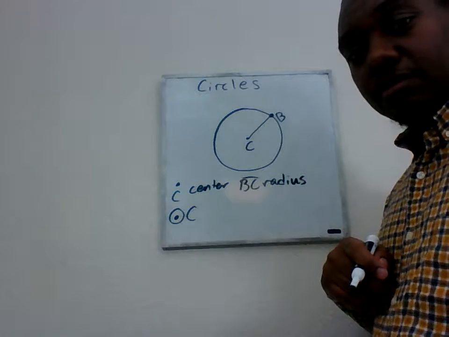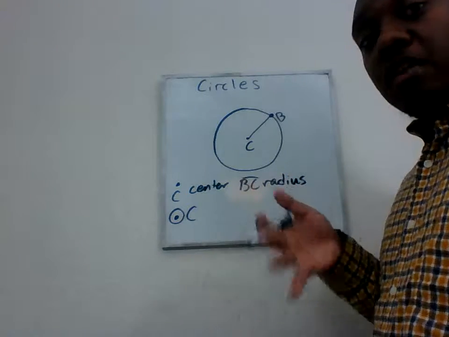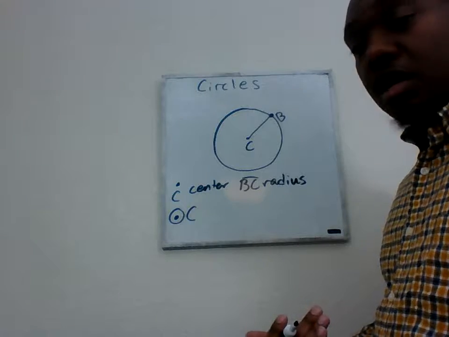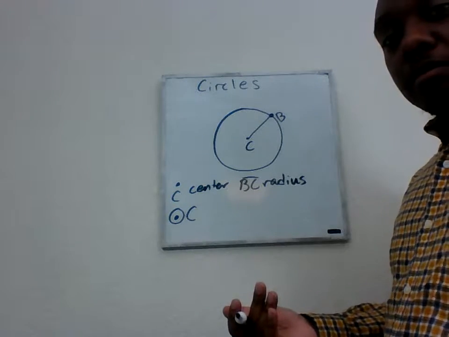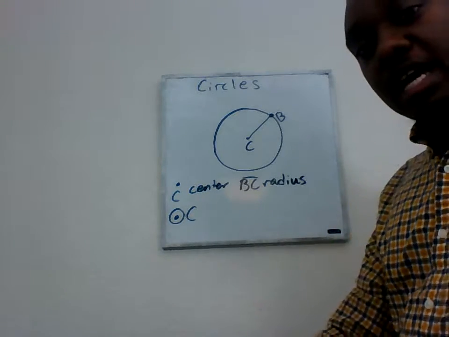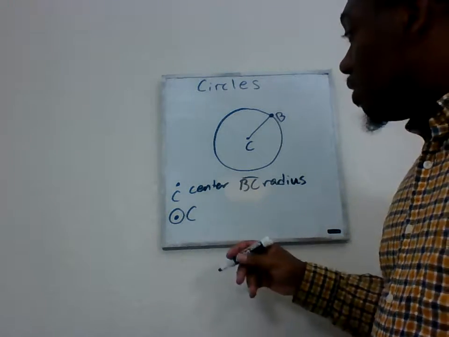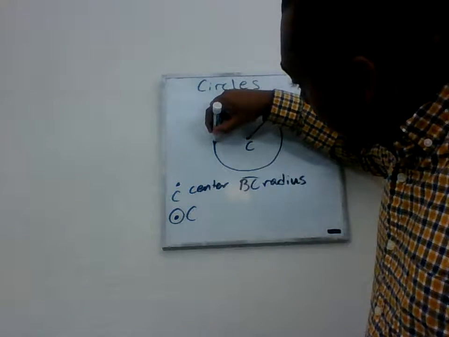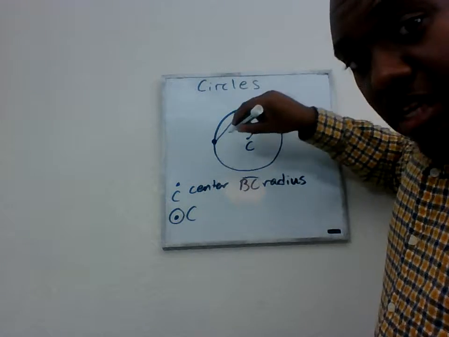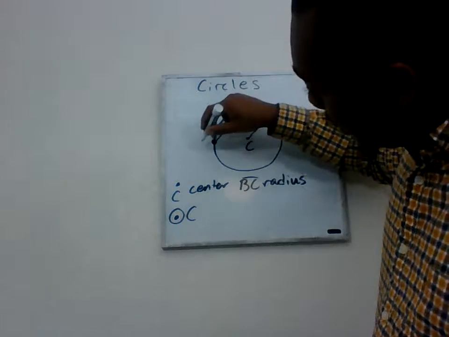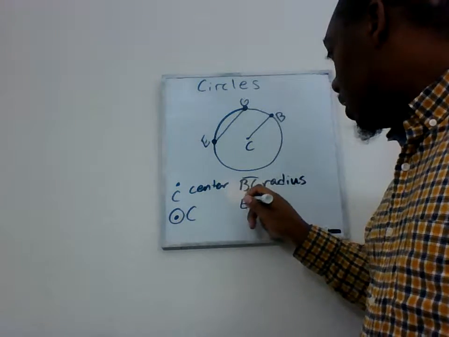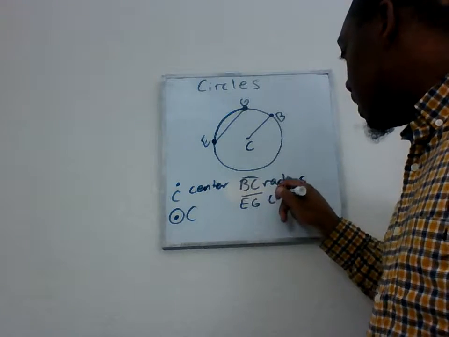Okay. Many of you probably have heard these terms before. You probably heard of a diameter as well. So let's talk about a diameter. Before we do that, let's define what a diameter actually is. It's a special case of a chord. A chord goes from one point on the circle to another one. So it's a line segment going from one point on the circle to another one. I'm going to call this E, and let's call this G. And so line segment EG is a chord.